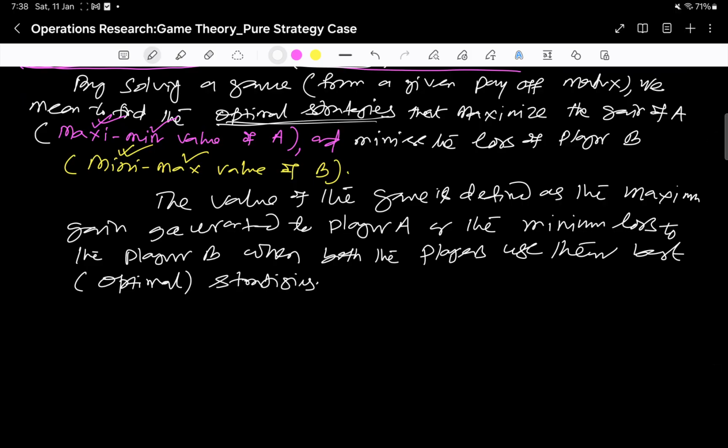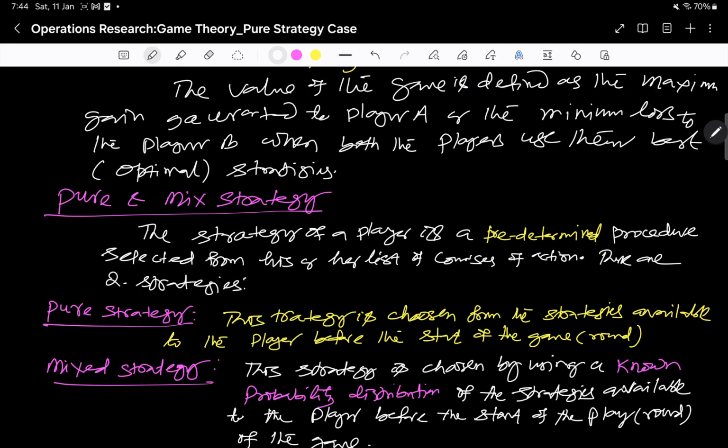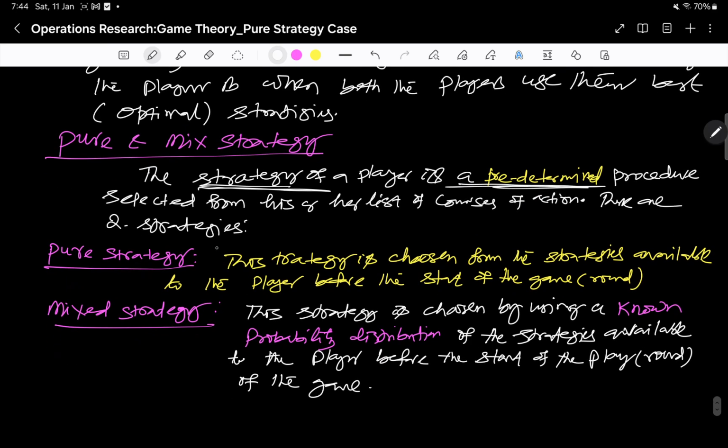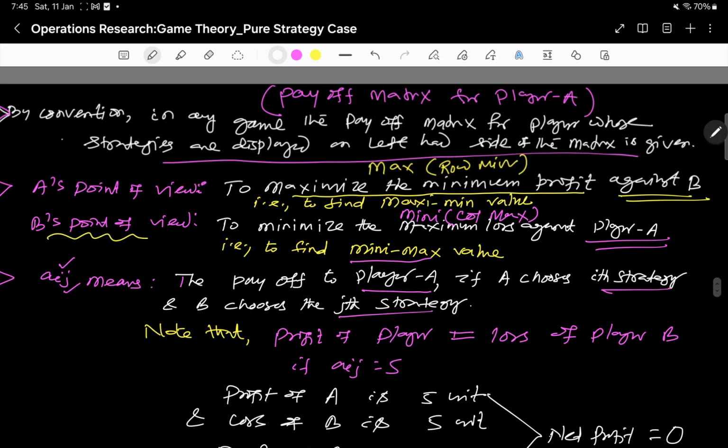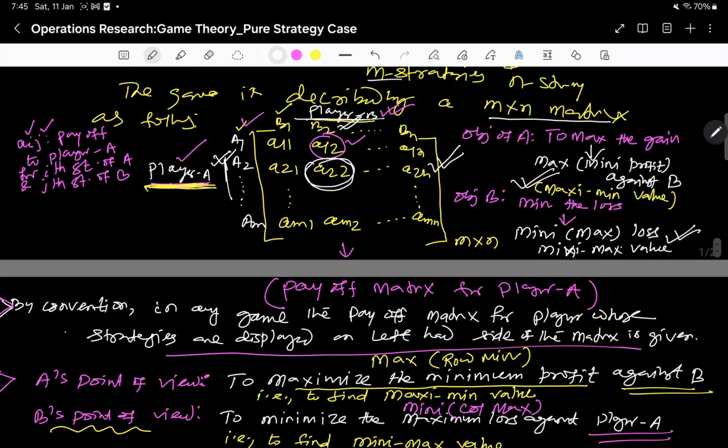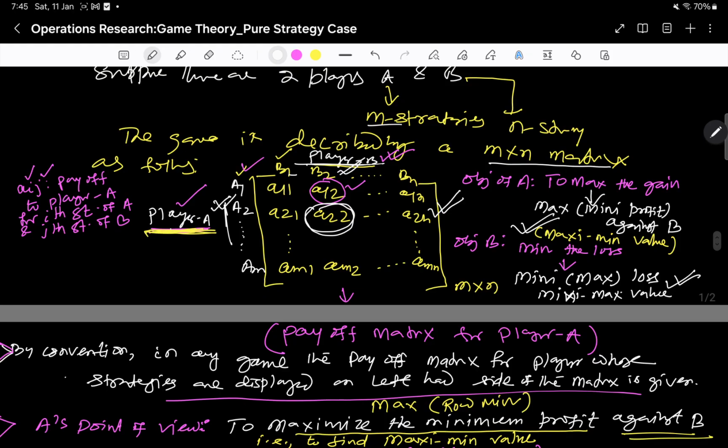Now coming to one more thing, what is a pure and mixed strategy? As I've already told you earlier, a strategy is a predetermined procedure. It is already known before the start of the game. There are two types of strategies: pure strategy and mixed strategy. Pure strategies are chosen from the strategies available to the player before the game. That means you choose exactly a particular strategy, either B1 or B2, or A2 or A3. The exact strategy will be chosen.